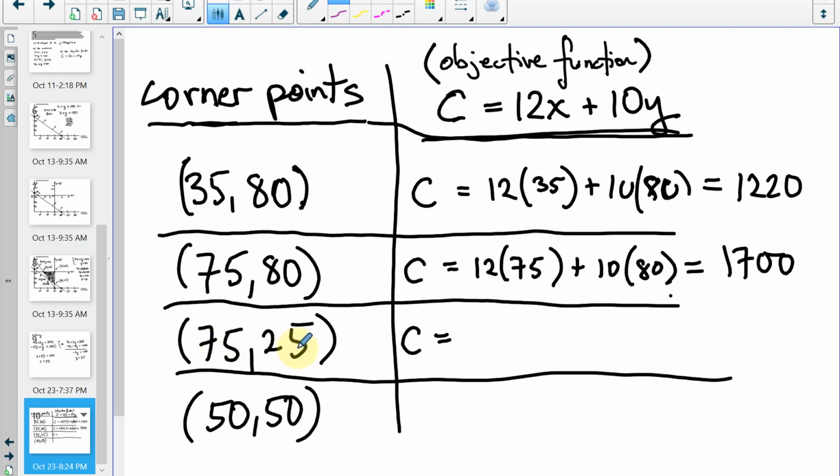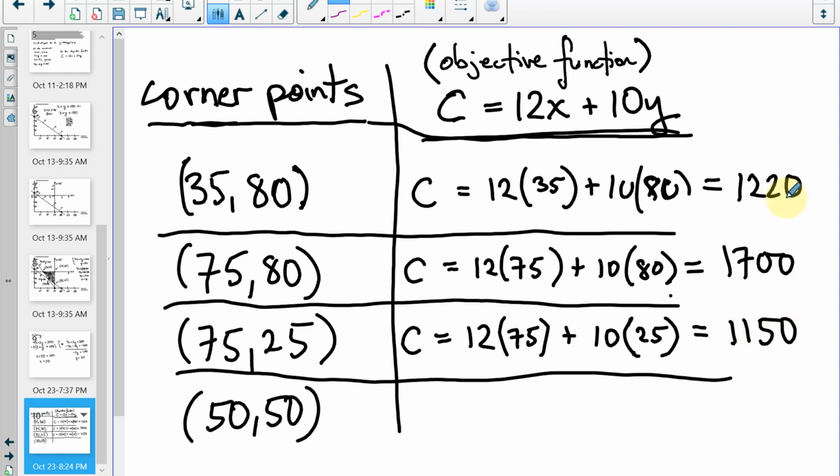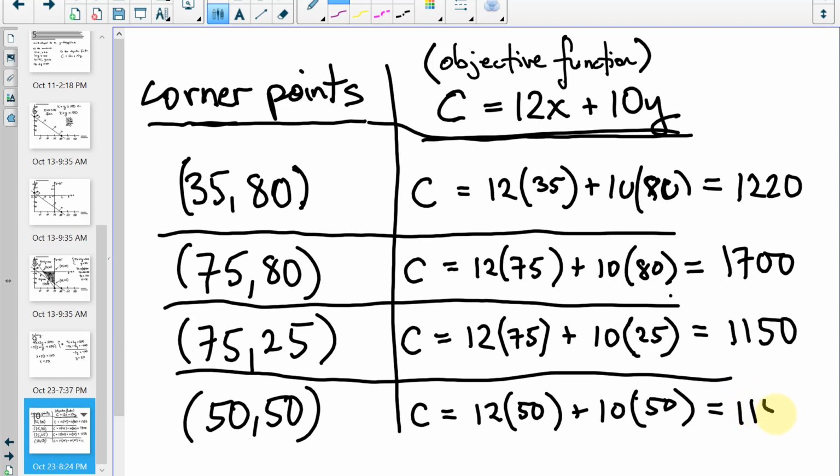This will satisfy all the constraints. Total cost in this option, $1,150. That's $1,150. It's less than this option, so far this is our best option. We got one more to try. Sending 50 to each warehouse will satisfy all the requirements, all the constraints, all the restrictions that were imposed. What's the cost here? It's actually $1,100.